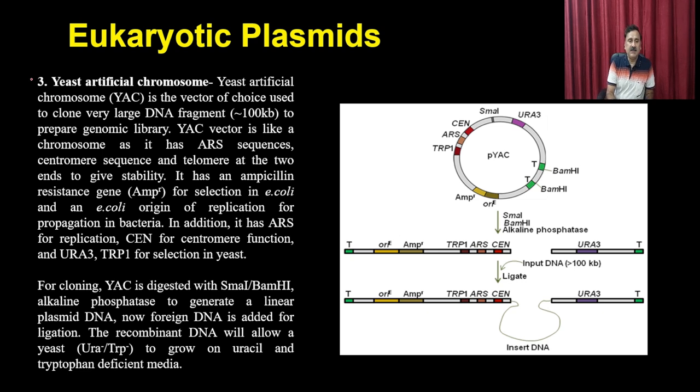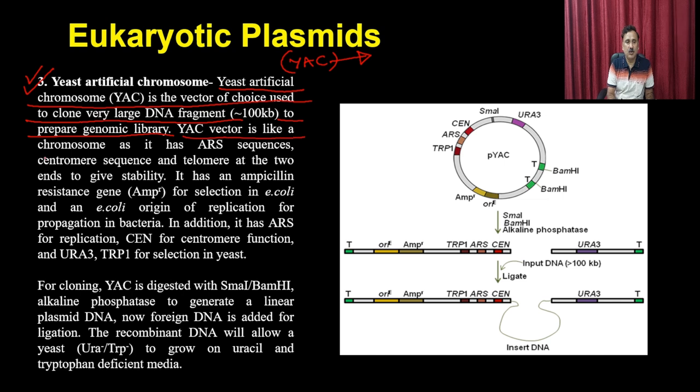Then we have the yeast artificial chromosome, which is also called YAC. When we were discussing the vectors, we said that vectors have their own carrying capacity, and at that time we mentioned that the YAC has the maximum capacity to carry external genes. The yeast artificial chromosome, or YAC, is a vector of choice used to clone very large fragments, more than 100 kilobase pairs, to prepare the genomic library.